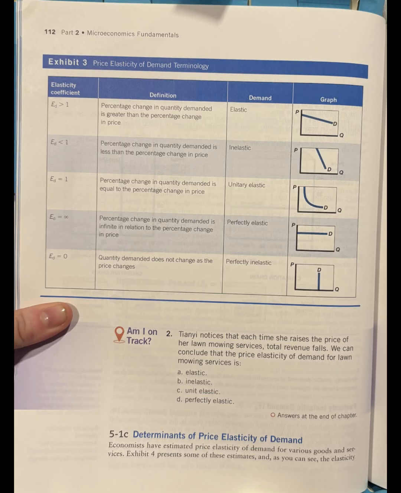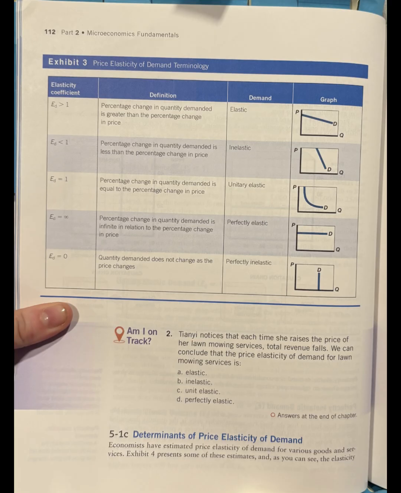Exhibit 3. Price elasticity of demand terminology. ED is greater than 1. Percentage change in quantity demanded is greater than the percentage change in price. It's elastic. ED is less than 1. Percentage change in quantity demanded is less than the percentage change in price. It's inelastic.